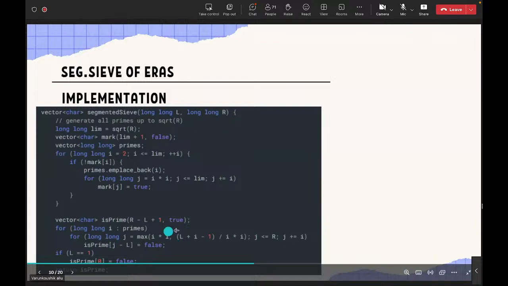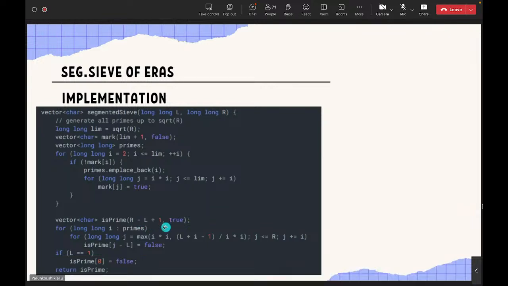So that's the same logic as here. Same logic we are keeping. We are applying it here, and we'll find it like this. Same again, is_prime[j - l]. We are only taking an interval of size r minus l plus one.